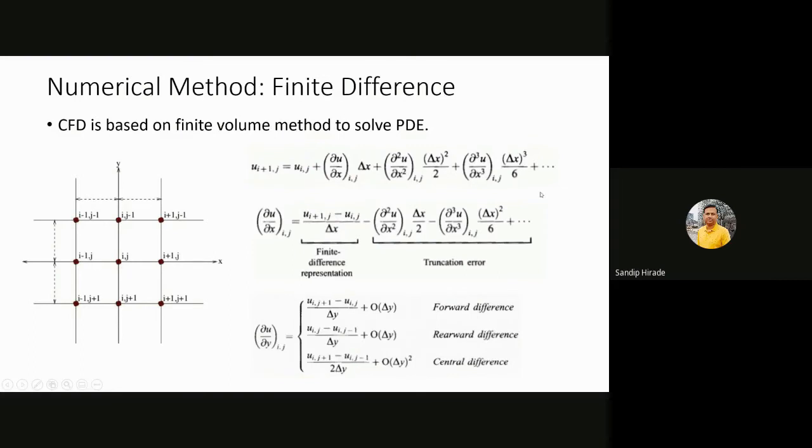Now this is the Taylor series, and then you have a differential velocity in x direction, y direction, and if it is a 3D problem, you will have in z direction. Then you have the finite difference representation here, and based on that finite difference representation, either you can choose the forward method or backward method or center method. So it is based on you. And then we will have a truncation error. So truncation error is nothing but you don't consider the higher order terms of the partial differential equation.